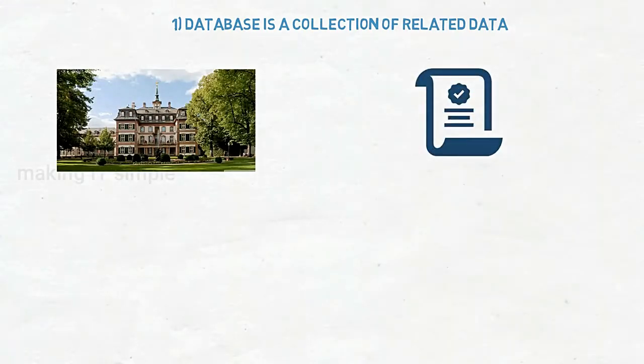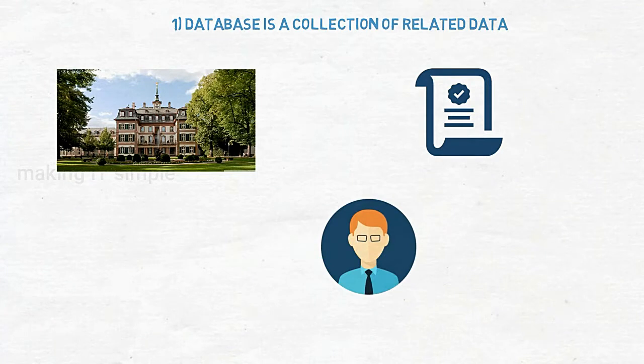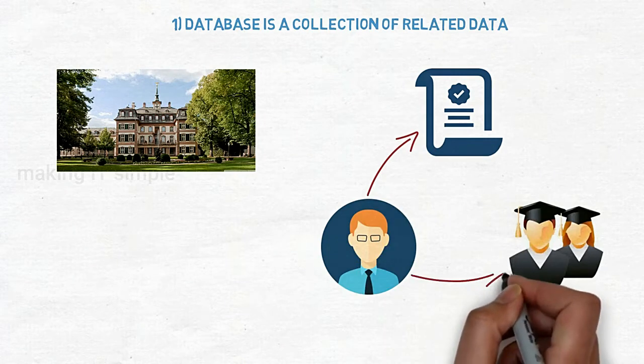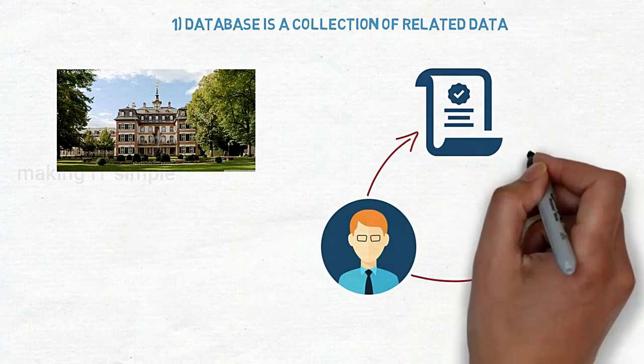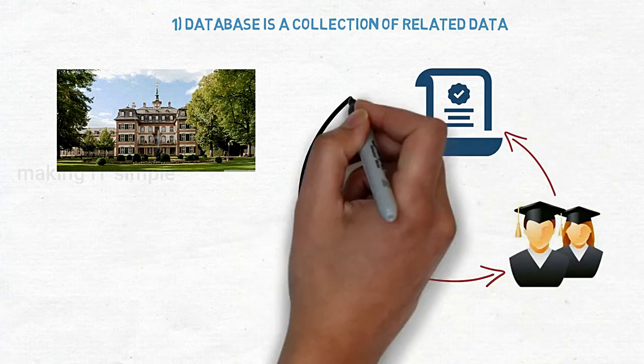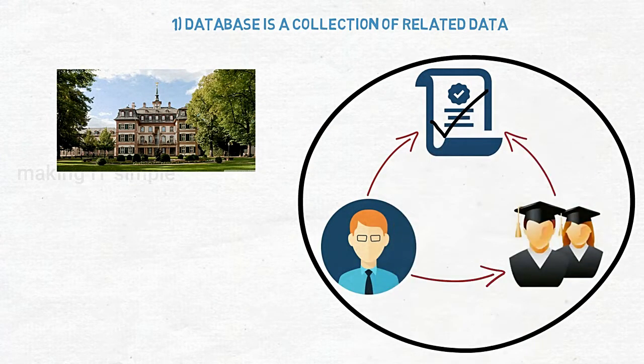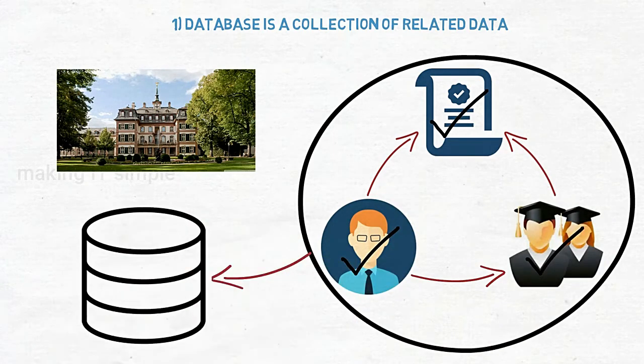That means if we consider a college, there will be data of courses, teachers, students, etc. which will be related to each other. There will be a particular teacher teaching a particular course to students. There will be students taking different courses. So to make a database of a college we need to collect all the data about courses, teachers, students, etc. which will be interrelated with each other.